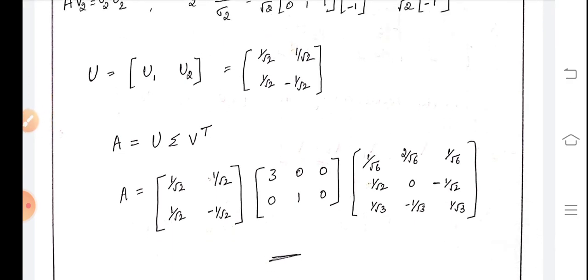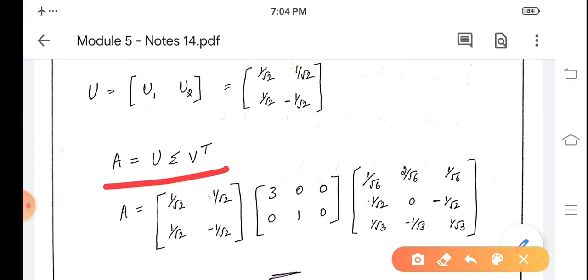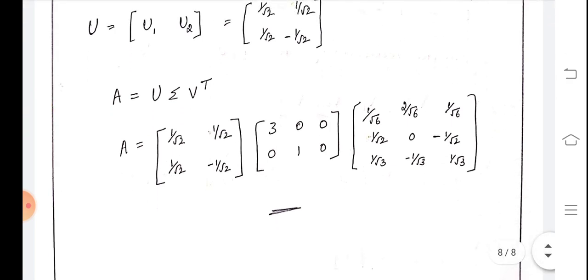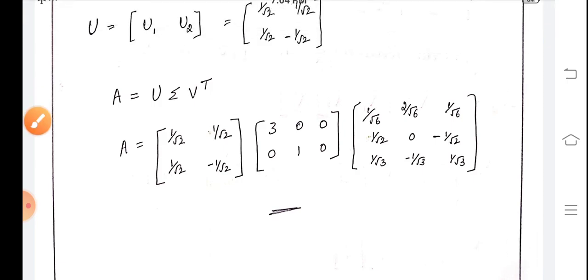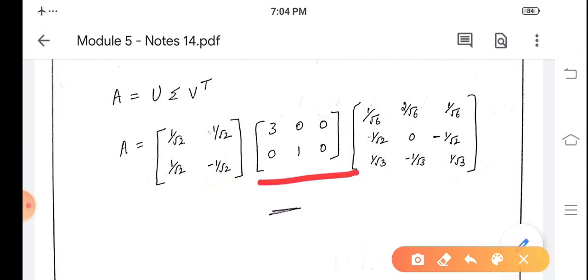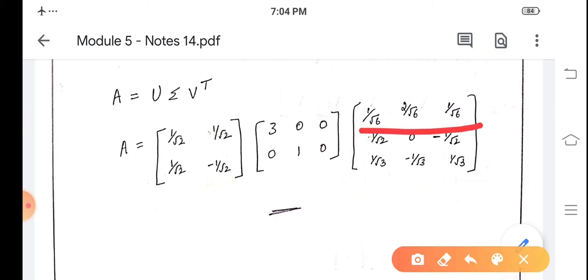So after getting matrices U, V and sigma, the singular value decomposition of A is given by A equal to U sigma V transpose, that is A equal to the matrix 1 by root 2, 1 by root 2, 1 by root 2, minus 1 by root 2, and sigma is 3 0 0, 0 1 0, into V transpose. It is the transpose of matrix V, that is 1 by root 6, 2 by root 6, 1 by root 6, 1 by root 2, 0, minus 1 by root 2, then 1 by root 3, minus 1 by root 3, 1 by root 3.